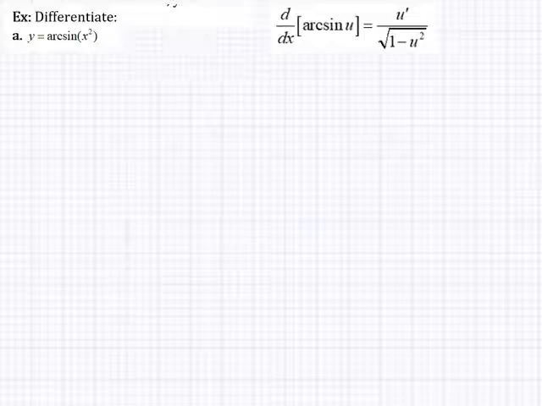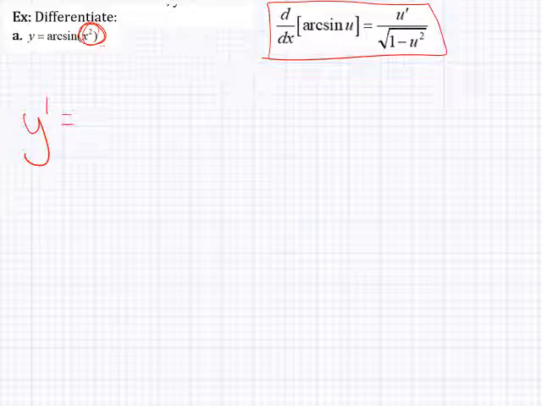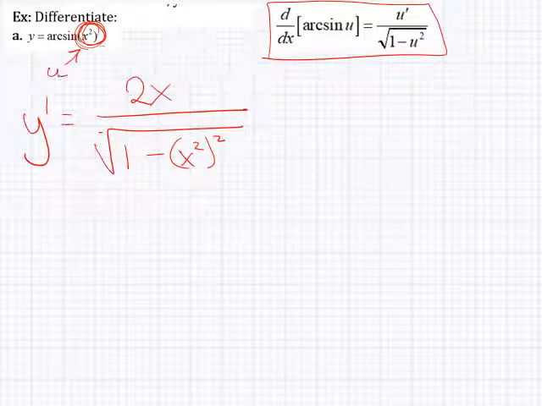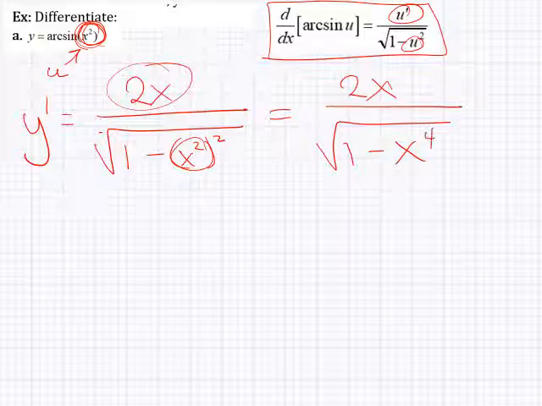So let's say we want to take the derivative of arc sine of x squared. As long as we know the derivative rule, where u is x squared, it should be really easy. My derivative should be the derivative of x squared, which is 2x, over the square root of 1 minus x squared squared. Again, x squared is my u. So the derivative goes in the numerator and the function itself goes inside the square root, and there's my answer. I do a little simplifying. Pretty easy on this one: 2x over the square root of 1 minus x to the 4th. And that's it.